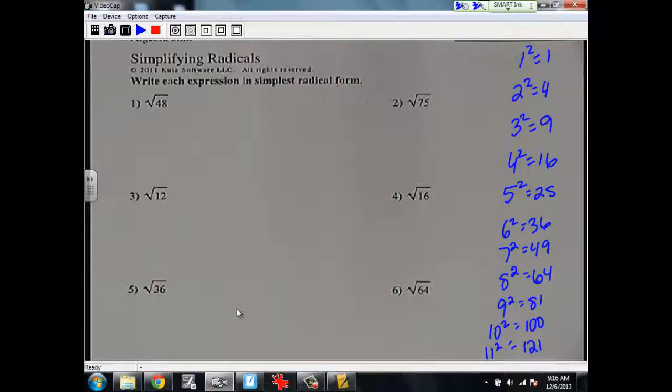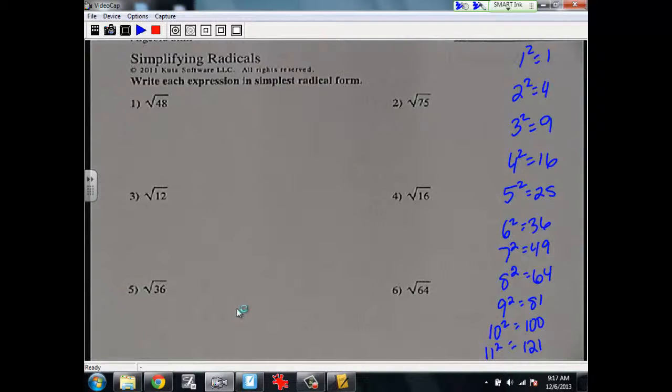It's kind of the same idea as simplifying fractions. Why do we simplify fractions? We need to get them in simplest form. So there's a method that we can use to simplify square roots. So square root of 48 can be simplified, and let me show you how. Don't write this down yet, just watch and follow along for a second.